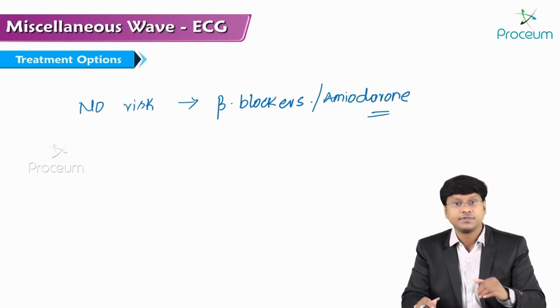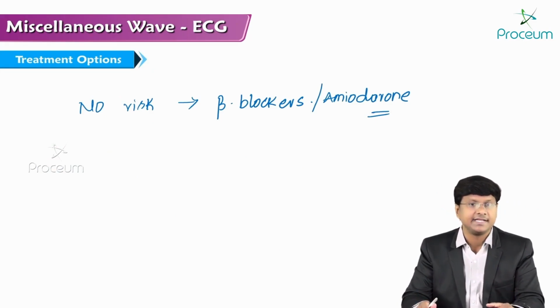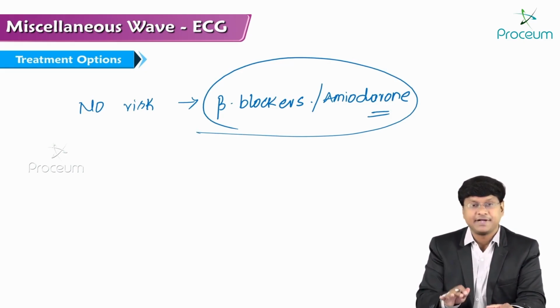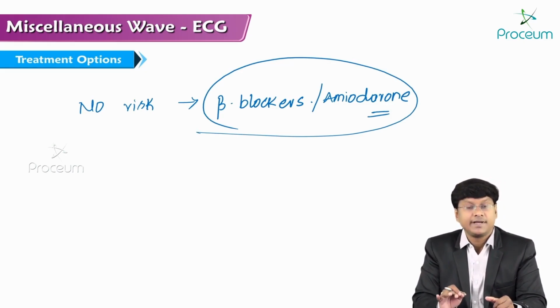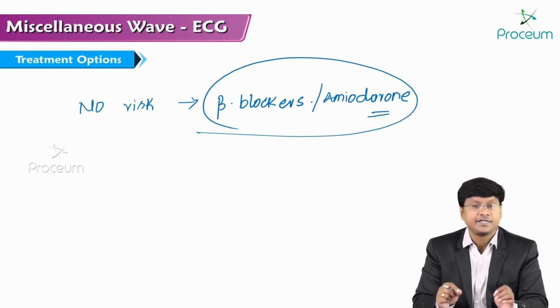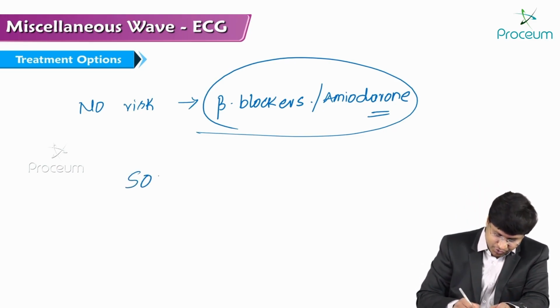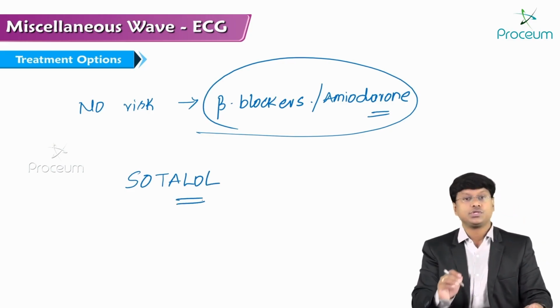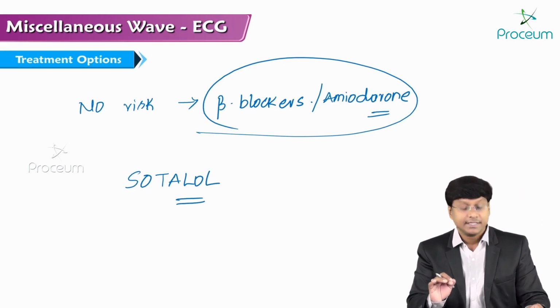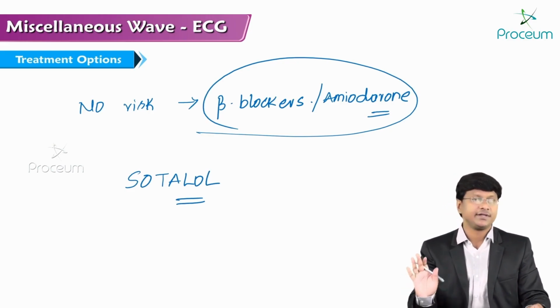Right, you can also give the amiodarone, which is a class 3 antiarrhythmic drug. So these drugs will suppress the catecholamine triggered ventricular arrhythmias. And currently, the most effective drug for ARVD is your sotalol. Right? Sotalol is the most effective drug for these patients of arrhythmogenic right ventricular dysplasia.